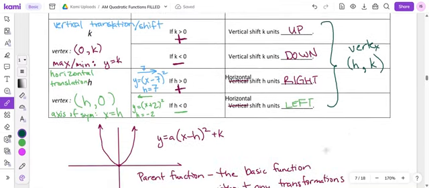So let's take an example of what I just said. If this is my equation, and I know that the vertex is H comma K, talk with your partner or turn around. What is the vertex of this parabola? And once you're done, do it with your hand.